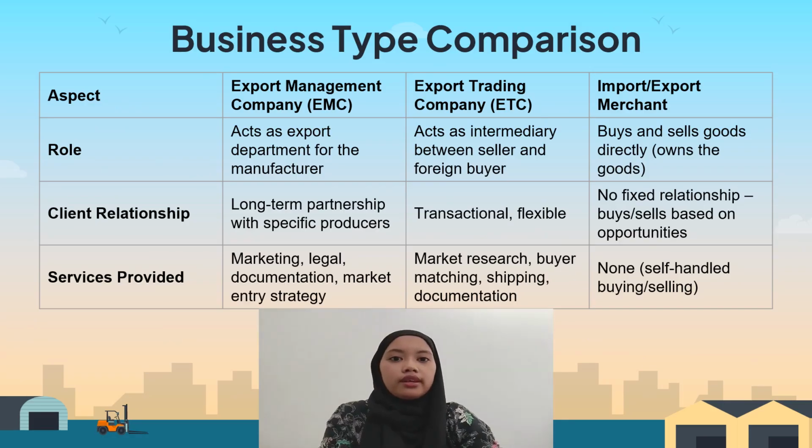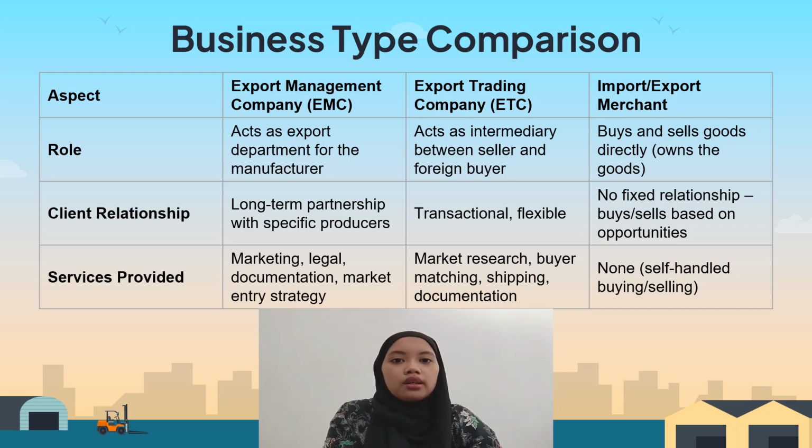So let's move to the next slide about business type comparison. So we have three aspects: Export Management Company EMC, Export Trading Company ETC, and Import Export Merchants. And we have to know role, client relationship, and service provided. So the role of EMC is to act as export department for the manufacturer. For ETC, to act as intermediary between seller and foreign buyer. For import and export merchant, the role is to buy and sell goods directly as the owner of the goods.